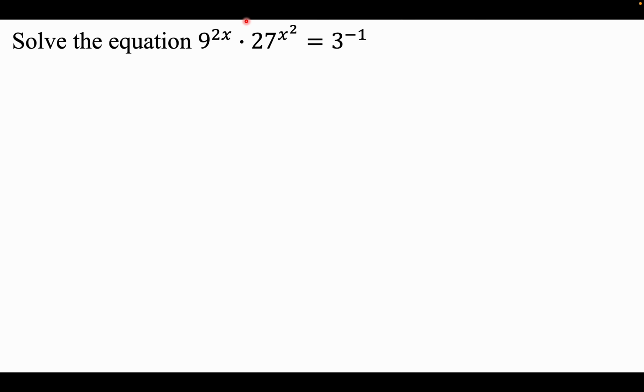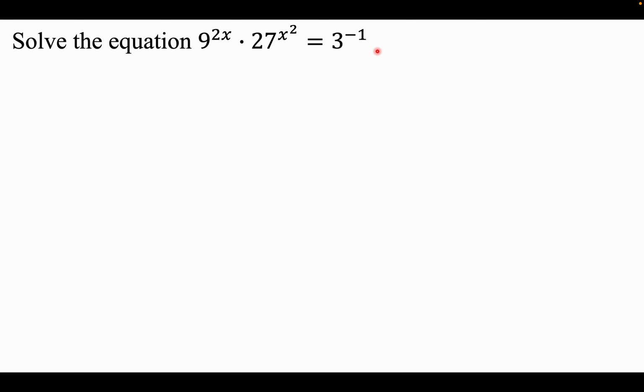Let's look at this equation here. We have an exponential equation where the unknown variable is written as an exponent. So the easier way to solve this problem would be if we can rewrite both sides using the same base, then we can apply the same base method.